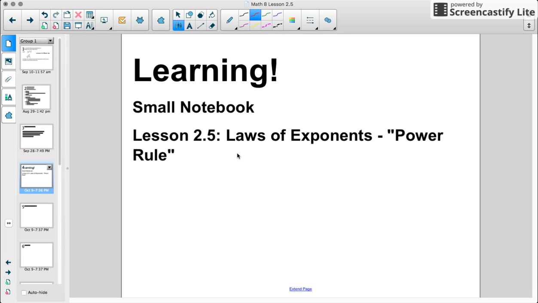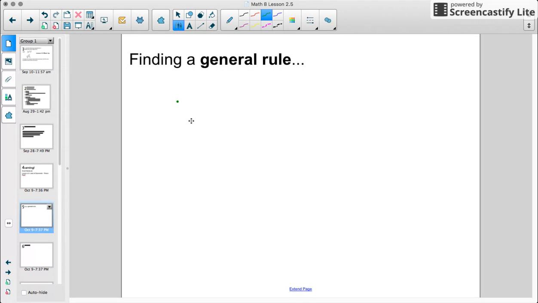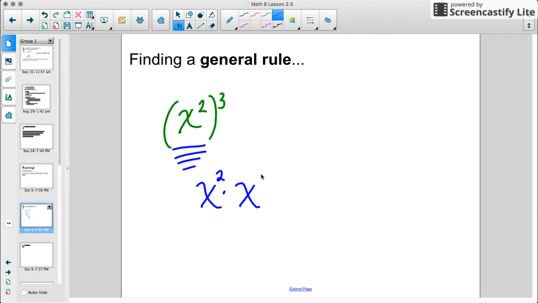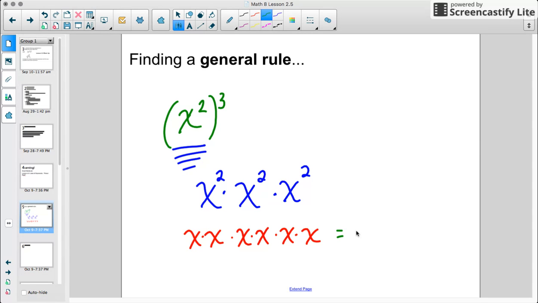So our fifth unit of this lesson on the laws of exponents is the power rule. What that looks like is if we have a situation such as this, x squared raised to the power of 3. What this means is that you have x squared 3 times itself. So we really have x squared times x squared times x squared, right? If we were to expand that form, we would have x times x, and this is also 2 x's, and this is also 2 x's. When we expand it and count how many we have, we will have x to the 6th.